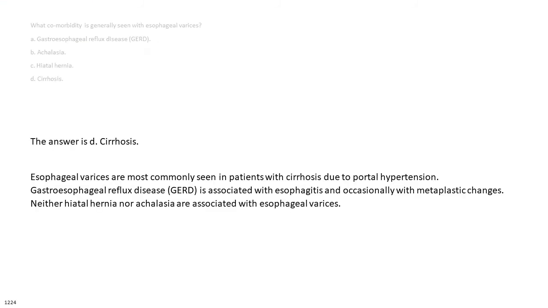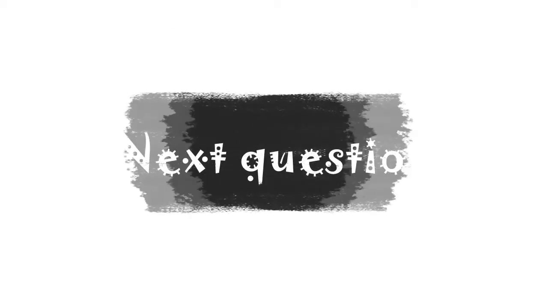The answer is D. Cirrhosis. Esophageal varices are most commonly seen in patients with cirrhosis due to portal hypertension. Gastroesophageal reflux disease, GERD, is associated with esophagitis and occasionally with metaplastic changes. Neither hiatal hernia nor achalasia are associated with esophageal varices.